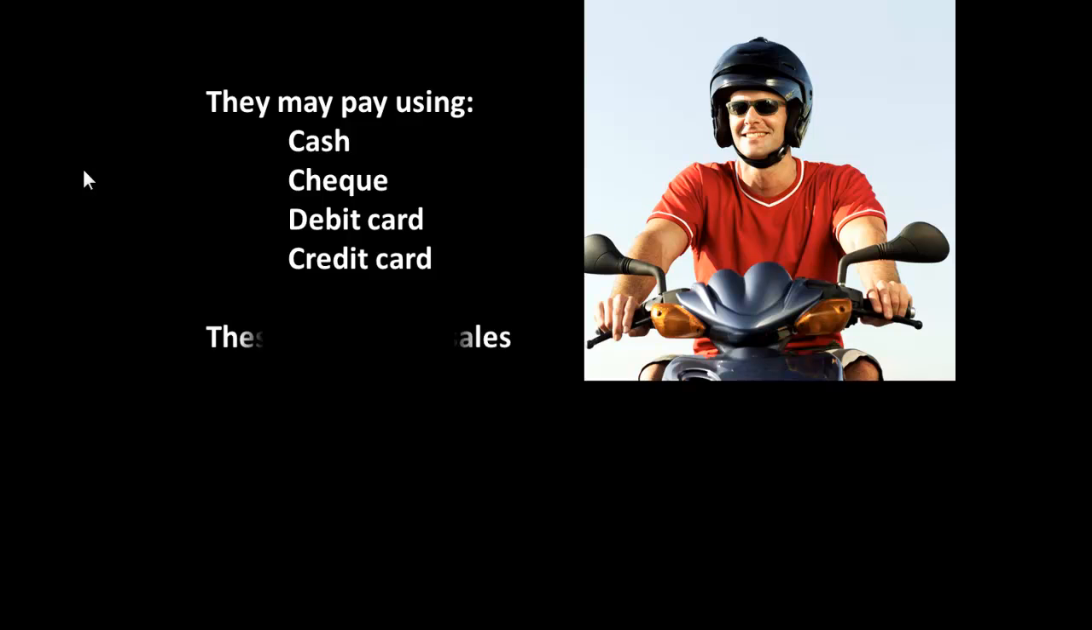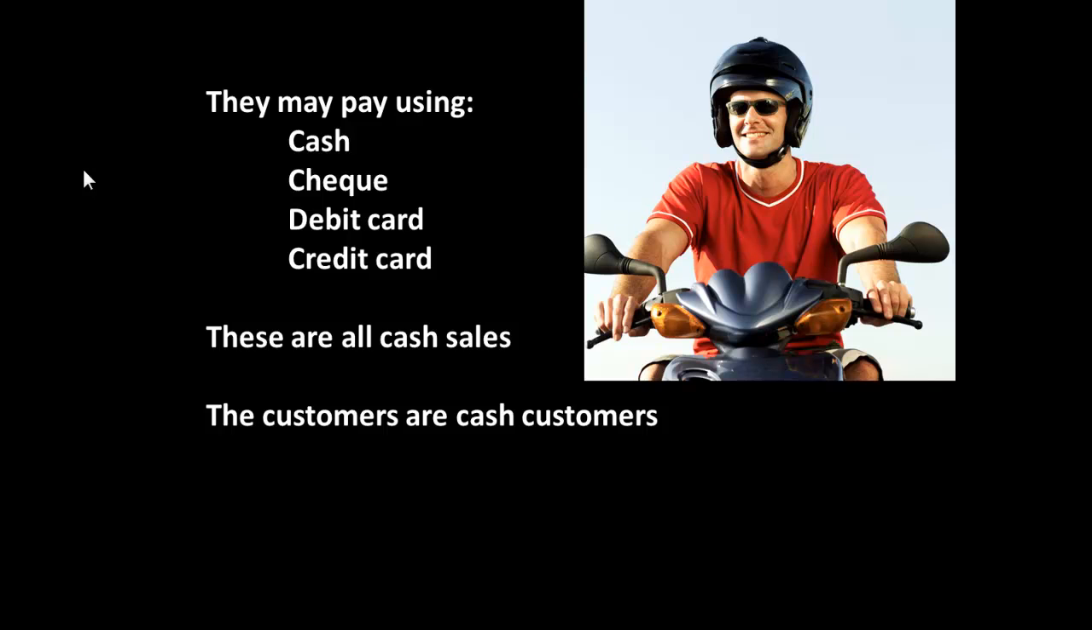Now, how they pay? Well, they could use cash, in other words, coin and note. They could pay by cheque, or a debit card, or a credit card. Those are 4 different ways of paying. But they all represent cash sales, because Hanif is receiving the money when the work is done. And we call these customers cash customers. Not all customers may do this.